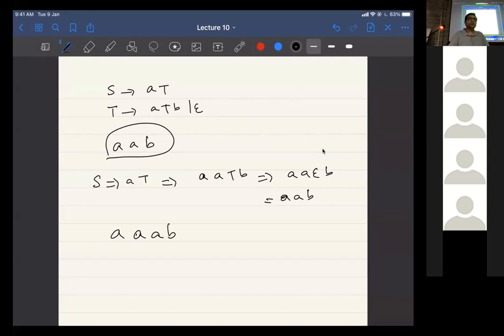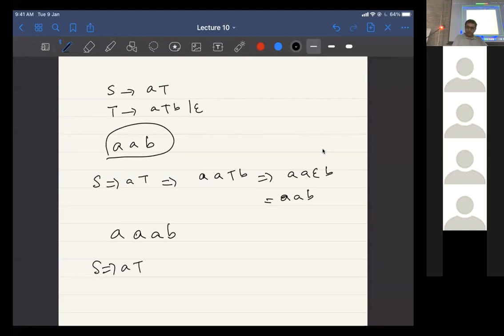Okay. Can you derive this string? Sir, can we make a transition like T equals AT? Okay, what would you say? Sir, we can make this string. Yes, but with this grammar, it is not possible. Yes, it is, I guess. I just did. No, this is not possible. For example, if you start with the first rule. Oh, yeah. Right?